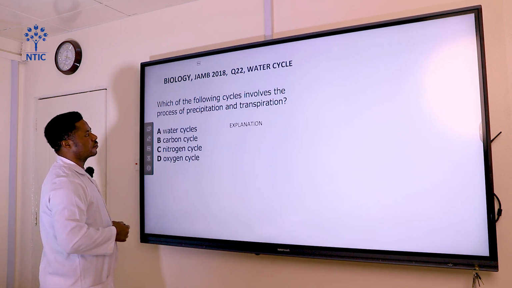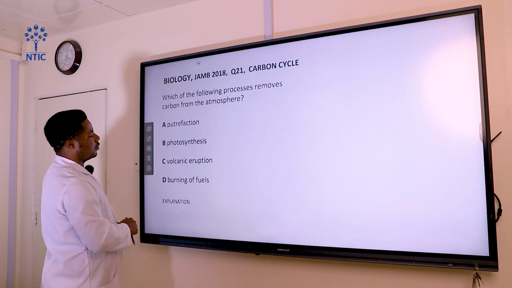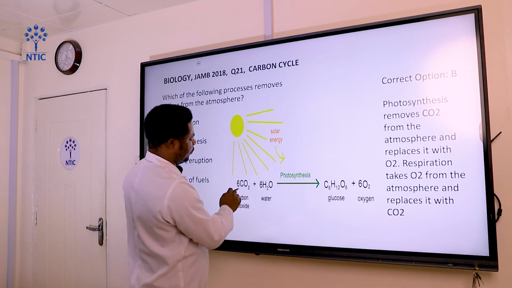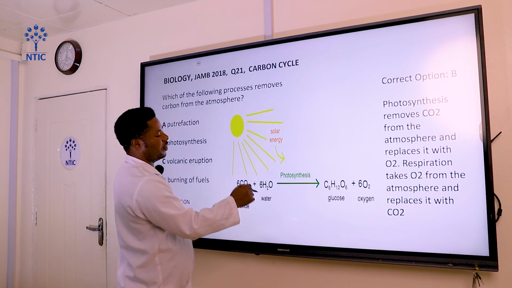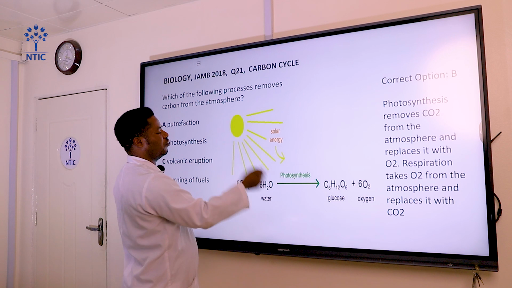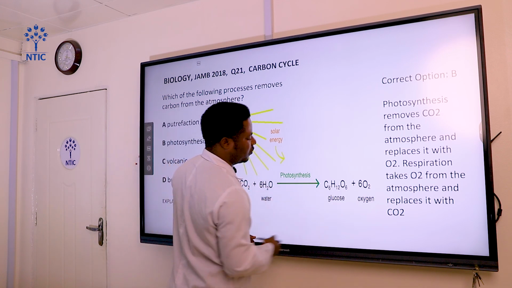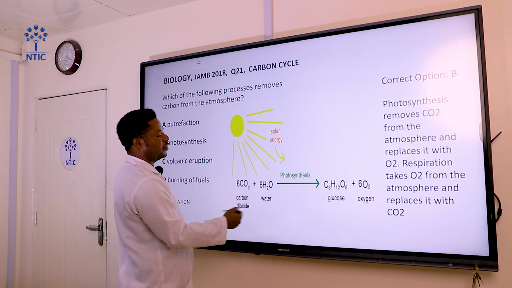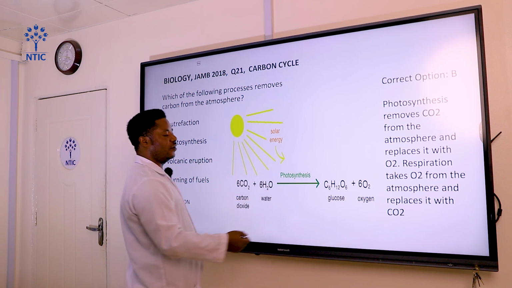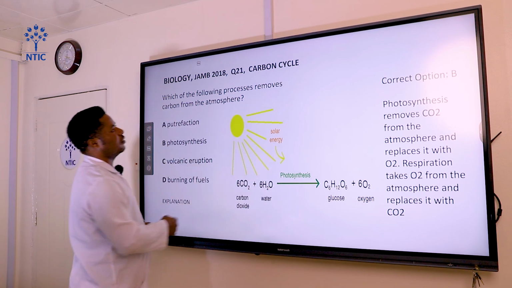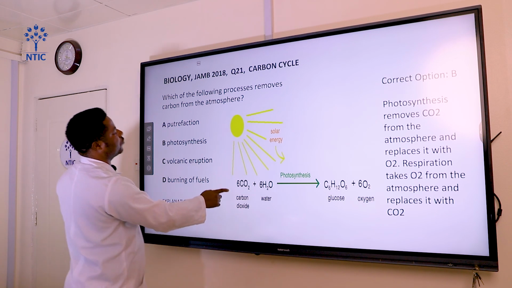Now let's see this. If you look at this, can you see this is CO2 plus water in the presence of sunlight? Photosynthesis occurs using sunlight to form glucose and oxygen. Basically, the CO2 here is being used alongside water, in the presence of sunlight and chlorophyll in green plants, to produce glucose. So photosynthesis is one of the processes that does remove carbon from the atmosphere.